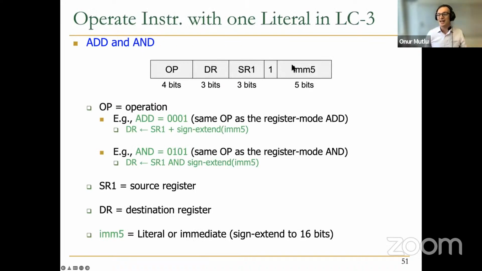So the ISA designer played a nice trick over here. If the op is ADD or AND, you look at bit 5. If bit 5 is 0, then the second operand is a source register specified by bits 0 through 2. If bit 5 is 1, as you can see over here, then the second operand is a sign extended immediate 5-bit value specified by these 5 bits. So this is how you can play tricks in encoding instructions so that you can actually encode more powerful instructions.